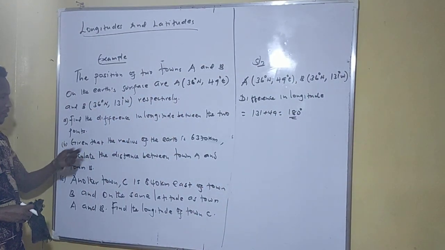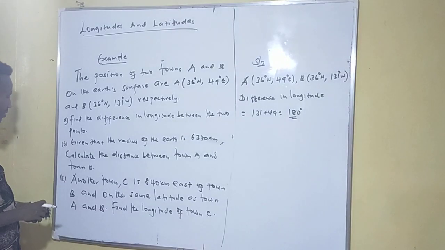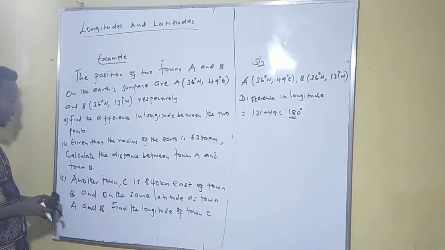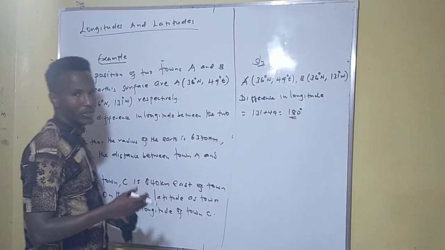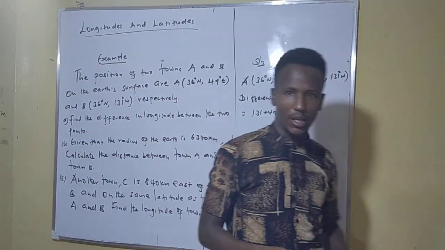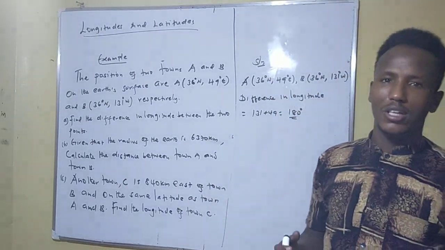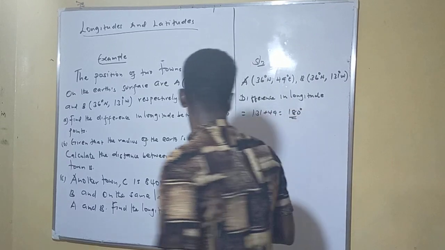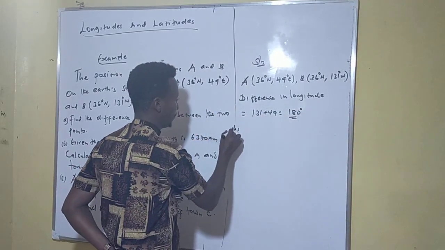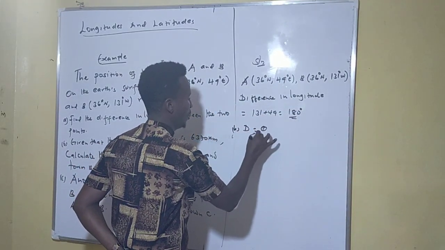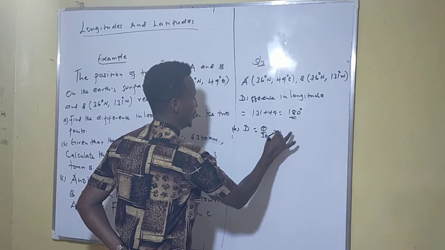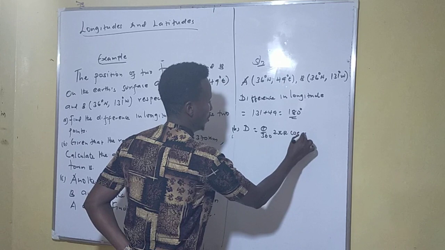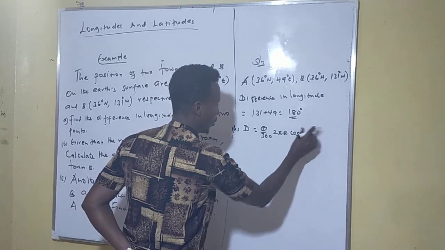Your next question: given that the radius of the earth is 6370, calculate the distance between town A and B. We know that these two towns are again on the same latitude, okay? So distance can be gotten as θ over 360 times 2πr cos α, where α is the latitude.